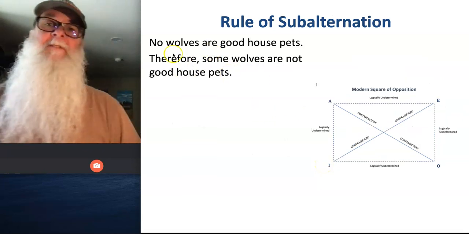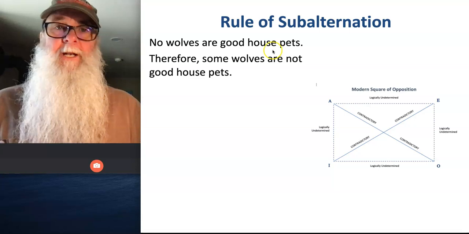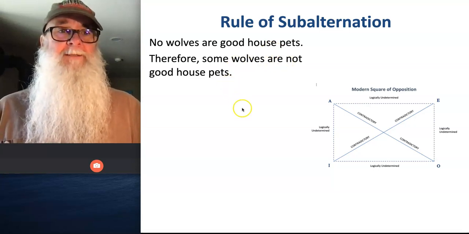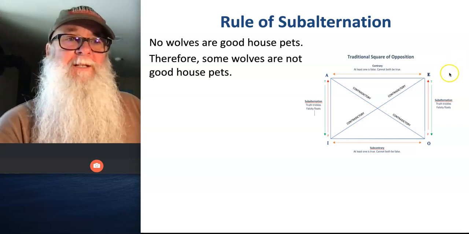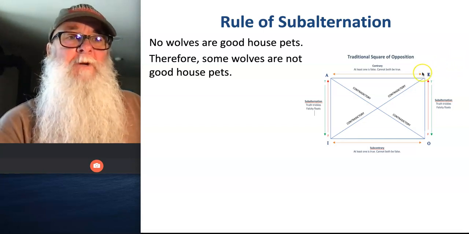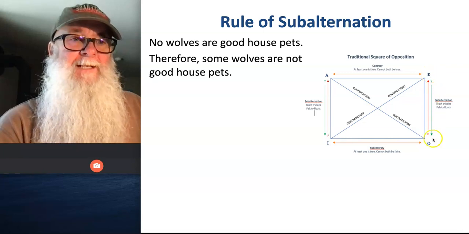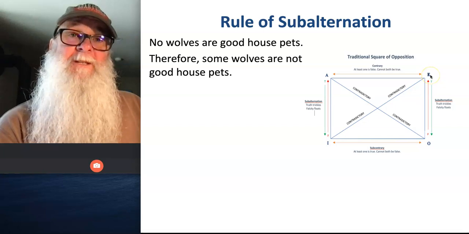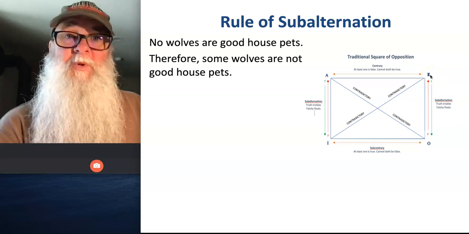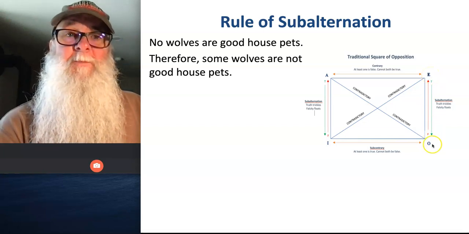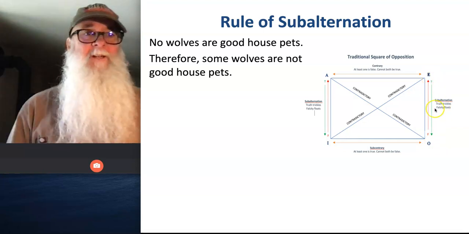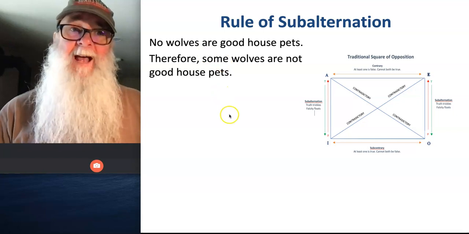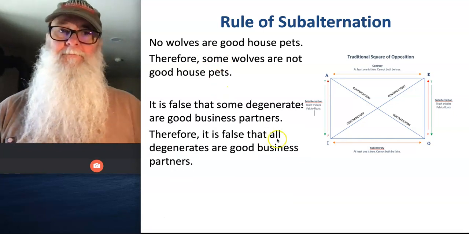Okay, so if I'm given an argument like this one, no wolves are good house pets, therefore some wolves are not good house pets, I can use my traditional square of opposition to evaluate this argument just by identifying where my premise is, identifying where my conclusion is, and identifying whether, if it's true no wolves are good house pets, it will also be true that some wolves are not good house pets. And the rule of subalternation says yes, that truth value trickles down. So this argument is valid by subalternation.